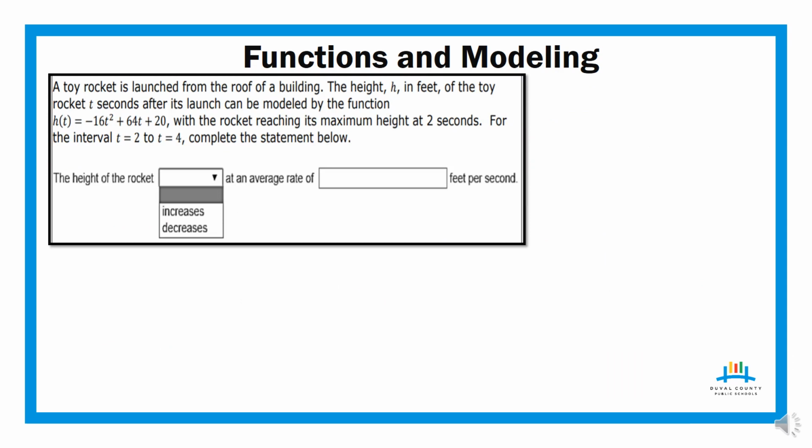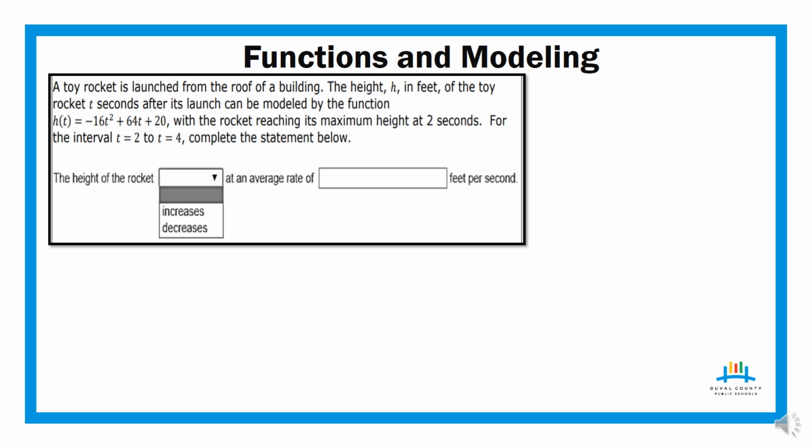A toy rocket is launched from the roof of a building. The height h in feet of the toy rocket, t seconds after its launch, can be modeled by the function h of t equals negative 16t squared plus 64t plus 20, with the rocket reaching its maximum height at 2 seconds. For the interval t equals 2 to t equals 4, complete the statement below.